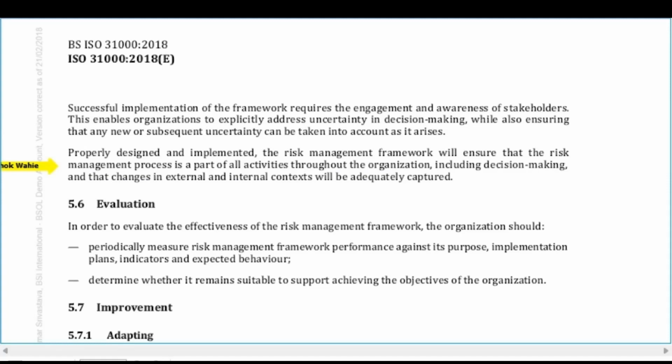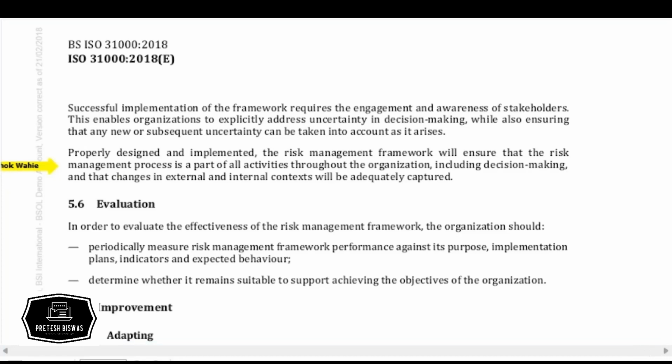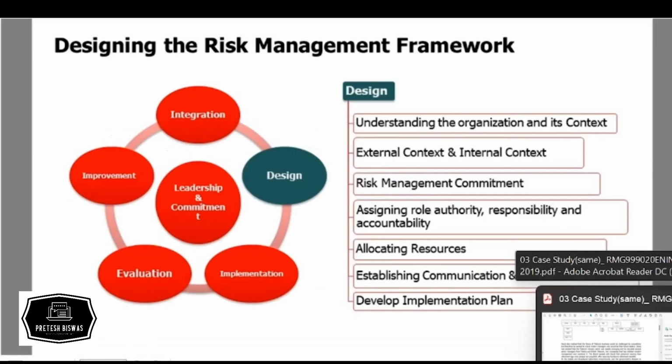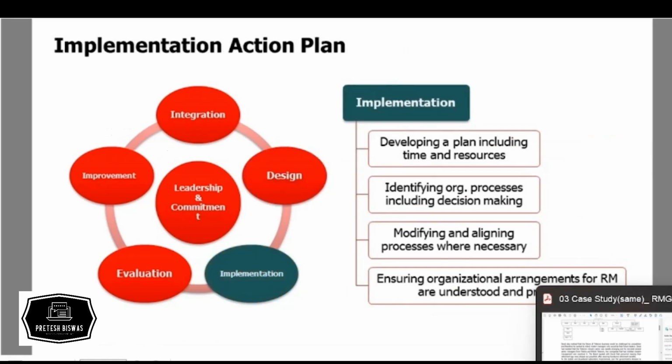Okay, any questions here? Anybody? Okay. Now we can go through the slides. Take a minute to go through the slide. I've already covered in great detail.